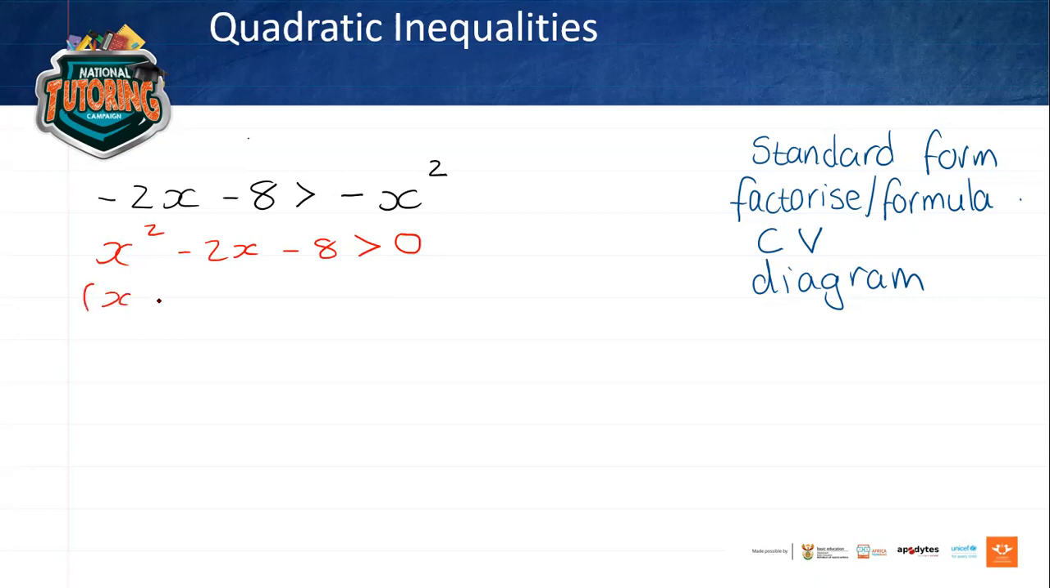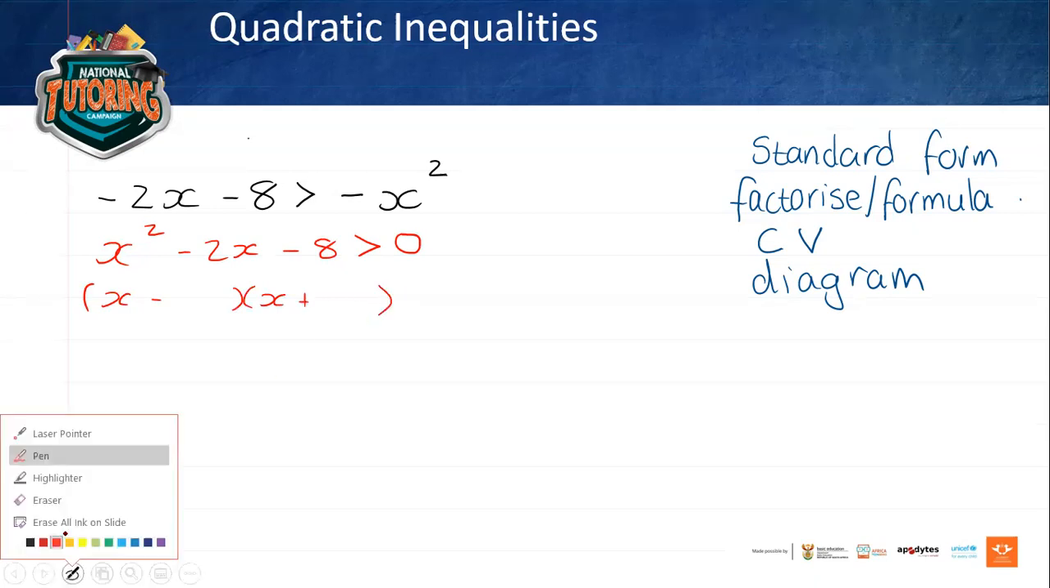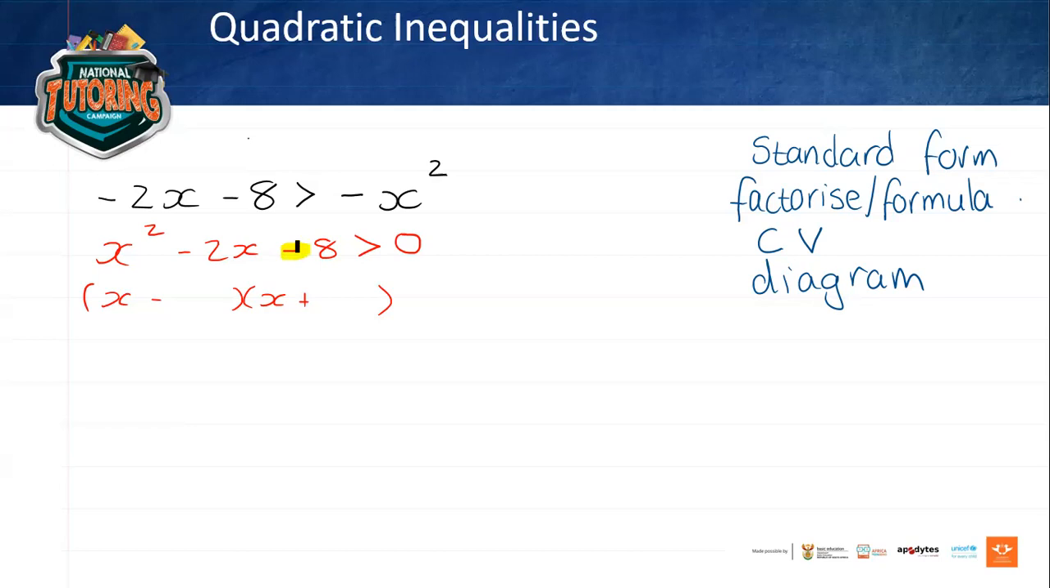So I know I'm going to have one bracket with an x minus and one bracket with an x plus. Remember, that's because this constant has a negative, all right? So I factorize. I need 2 factors of 8 that will give me -2 when I add them together. And so we're going to get -4 times +2, because that will give me -8. And -4 plus 2 gives me that -2 that I want, the coefficient of x. So we factorized, and it's greater than 0.